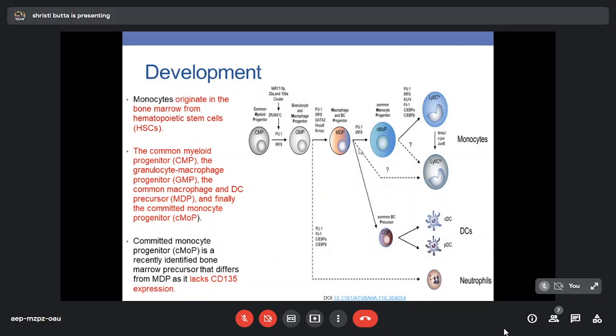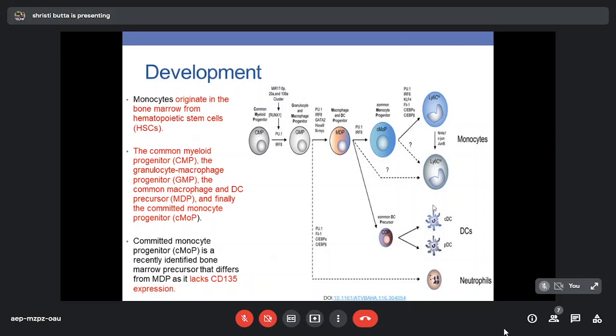It's a recently identified bone marrow precursor because it lacks CD135 expression, unlike the macrophage dendritic cell precursor, which has CD135 expression. Subsequently, this committed monocyte progenitor differentiates into two subsets of monocytes. Now, these are the two subsets of monocytes that we were talking about.